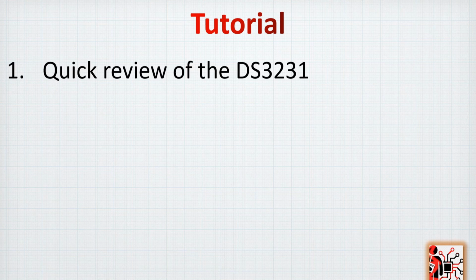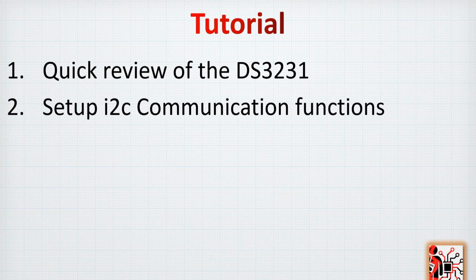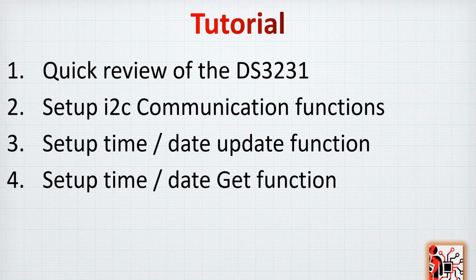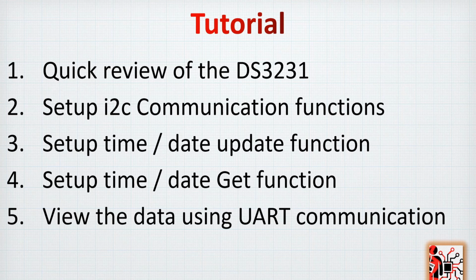Okay, so within this tutorial, first of all, we are taking a look at the DS3231 and having a quick review on how it works. Then we are going to set up the I2C communication function for this component. After that, we are going to create the function for setting up and updating the time on the DS3231 itself. Then we are going to write the function to get the time. And finally, we need to view the data, and we are going to use the UART communication for that. So if you are interested in the UART libraries, they are also available in this tutorial for the STM32F1.